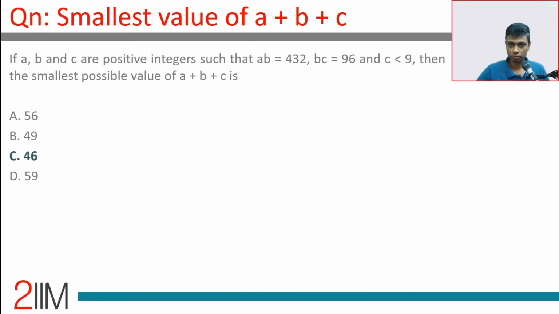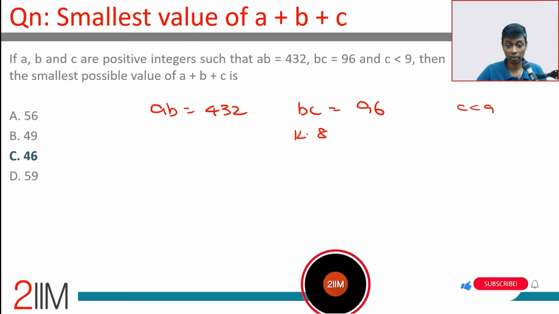AB is 432. BC is 96. A into B is 432. B into C is 96. They're positive integers. C less than 9. Product is involved. So as much as possible, keep the numbers as low as possible or as close to each other as possible. C is less than 9, C could be 8, 12 into 8 works.